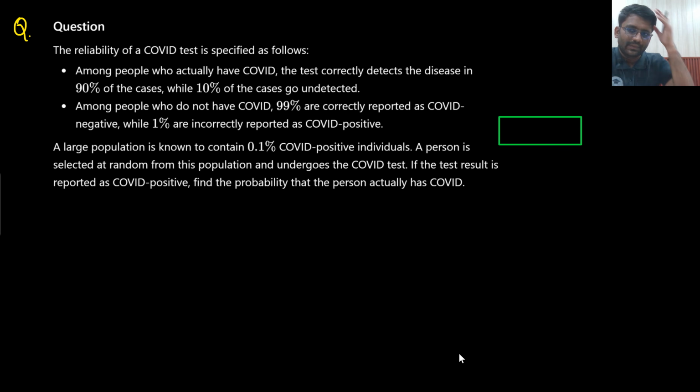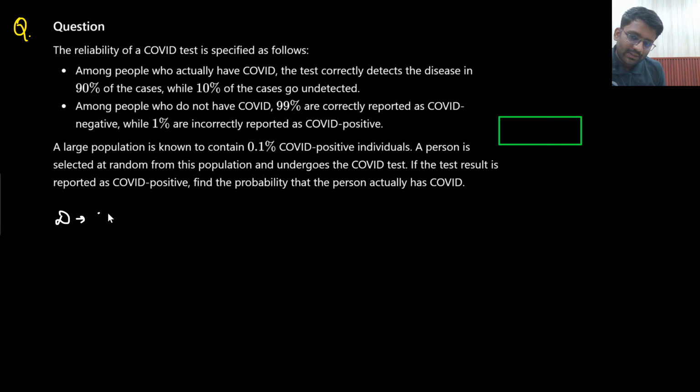Let's solve this question. So reliability of COVID test is specified as below. The statements are written. First of all, you see what you are supposed to find out. A person is selected at random from this population and undergoes the COVID test. The test result is reported as COVID positive. Let's just say test result being reported as COVID positive, I am denoting it by D.